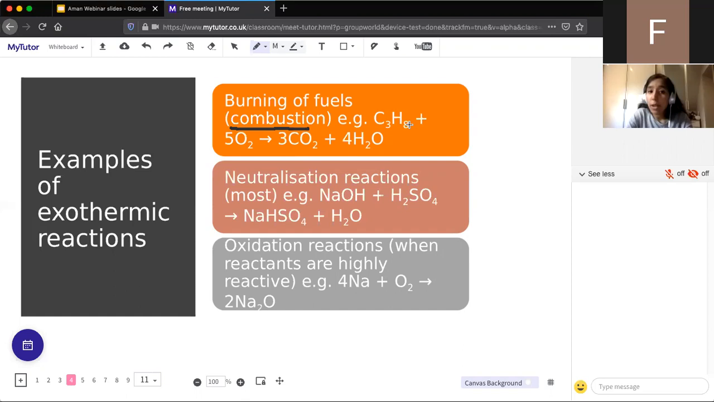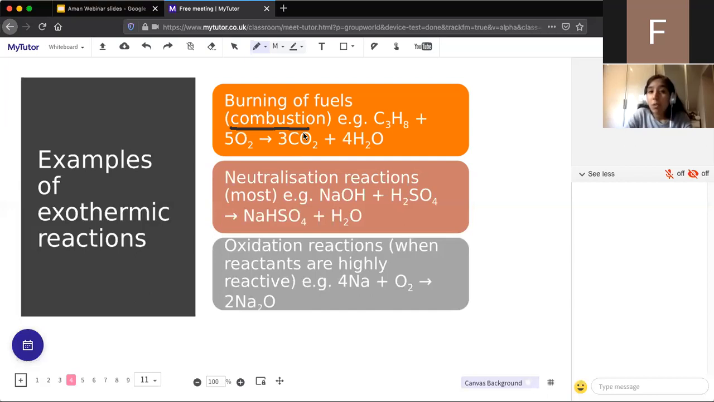The second type of reaction is a neutralization reaction. So we did neutralization last week when we looked at concentrations, and we also did a bit yesterday as well. And you may remember that's when we react an acid with an alkali. Remember, an alkali is a base dissolved in water, and it will always produce a salt and water. So that's what we get when we do neutralization reactions, and most of them are exothermic.